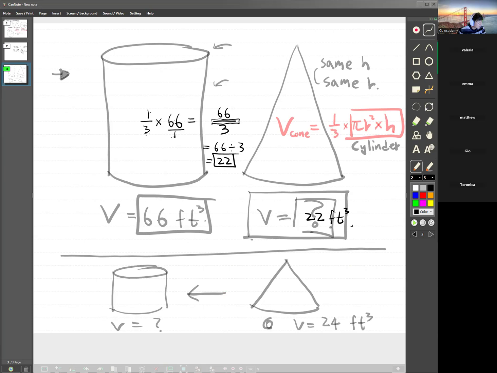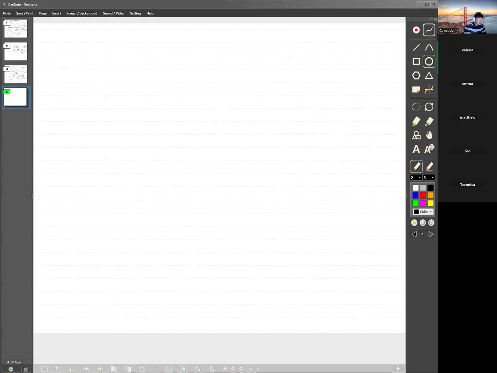I'm going to go over another question. You can use a calculator. If you don't have a calculator, go to this website, Desmos. Desmos scientific calculator. If you type it, it will pop up.